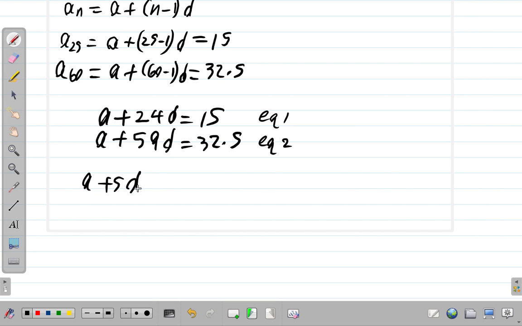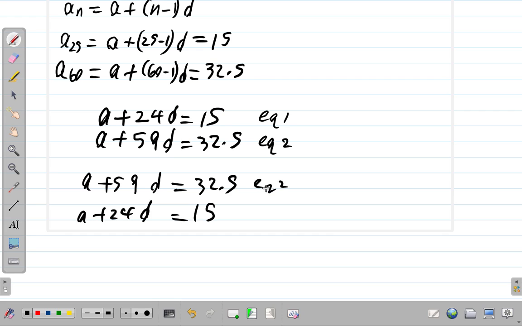A plus 59D equals 32.5, and A plus 24D equals 15. So we have equation 2 first and equation 1 after when we rearrange. Let us do this, equation 2 minus equation 1. So remember now you're going to subtract corresponding like terms. So A minus A, that's 0. You eliminated A.